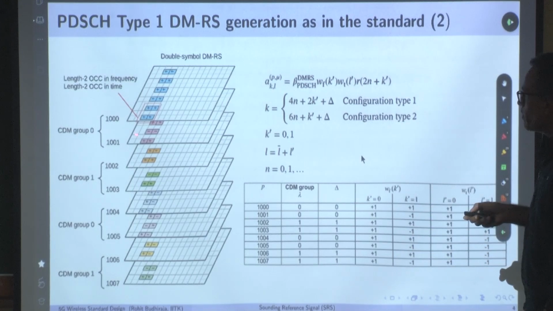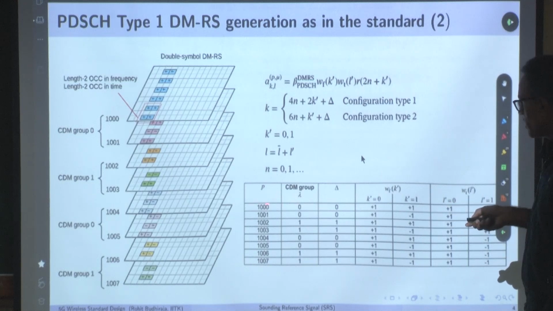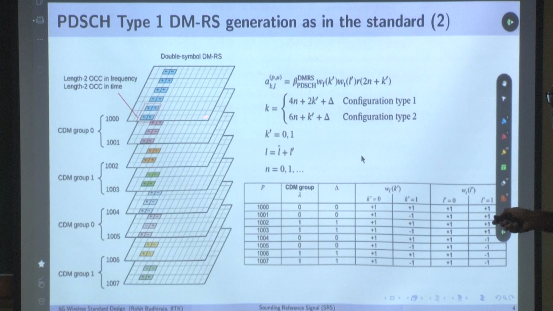So what are we saying here? We have to generate this orthogonal code cover for the CDM group 0, when the port is 1000. Now you substitute K dash 0 and L dash 0, what are you going to get? You multiply WF K dash 0 and WT L dash 0. Which position is it going to generate? It generates this position. K dash 0 and L dash 0, the product of them is positive, and that is what is coming over here.